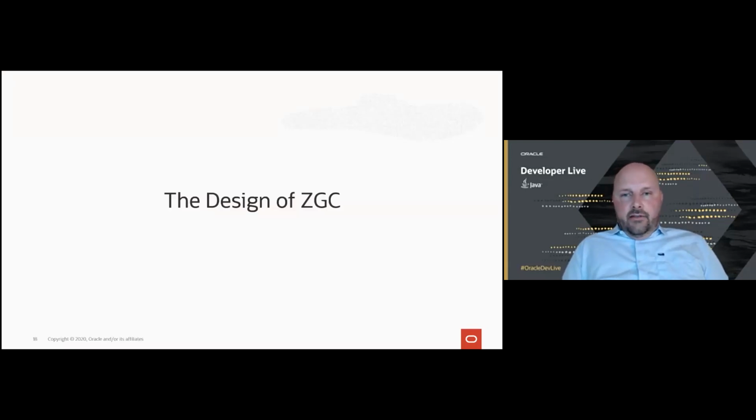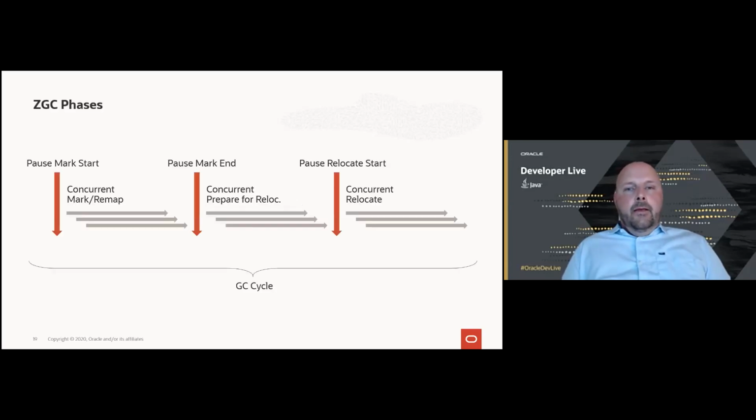Okay, so let's have a look at the design of ZGC. You don't necessarily need to know a whole lot about how ZGC works to use it, of course, but it could be useful to know a thing or two, and it might help you tune it and better understand how to interpret GC logs. This shows you what the GC cycle looks like in ZGC and the phases it will go through. I'll just quickly walk you through this and say a few words about what's going on in each of these phases.